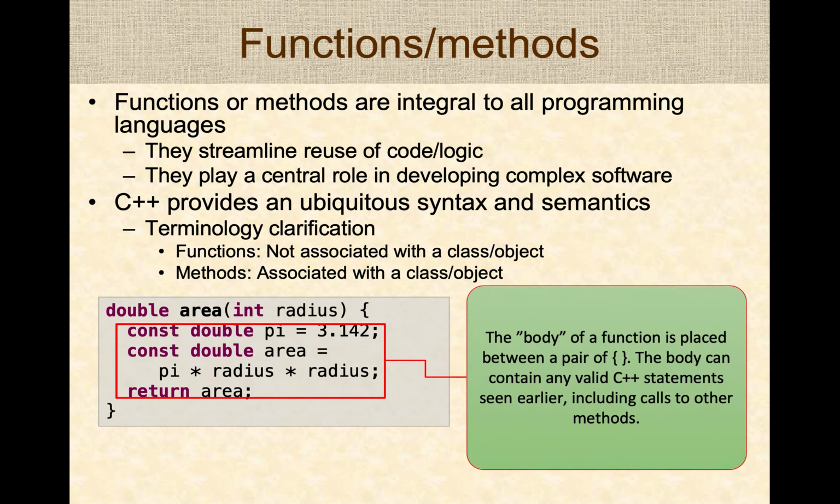Each method or function has a body, and the body is placed between a pair of curly brackets as shown here. The body can contain any valid C++ statement, including calls to other methods.